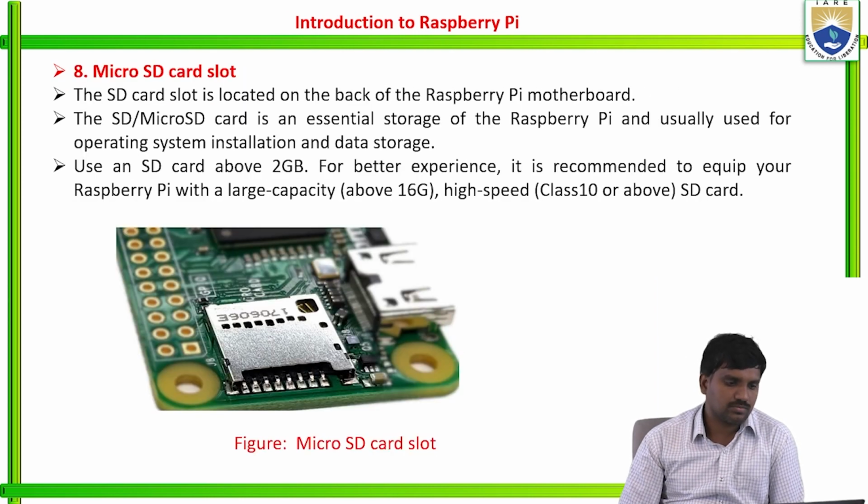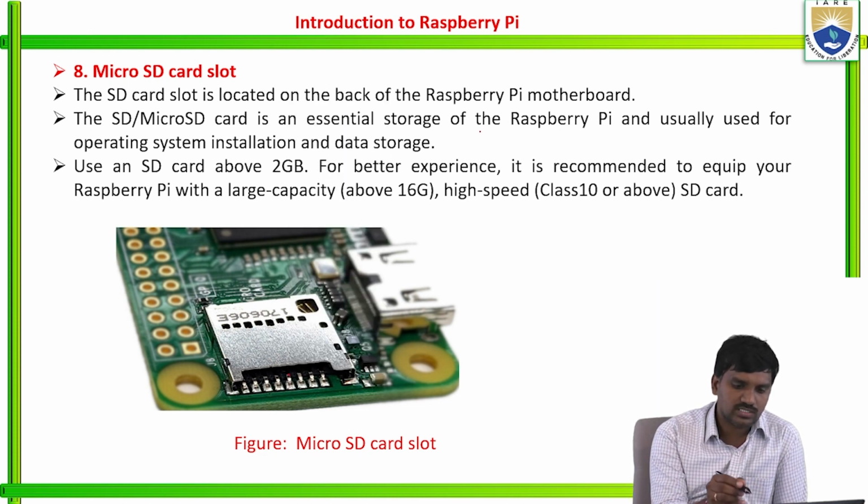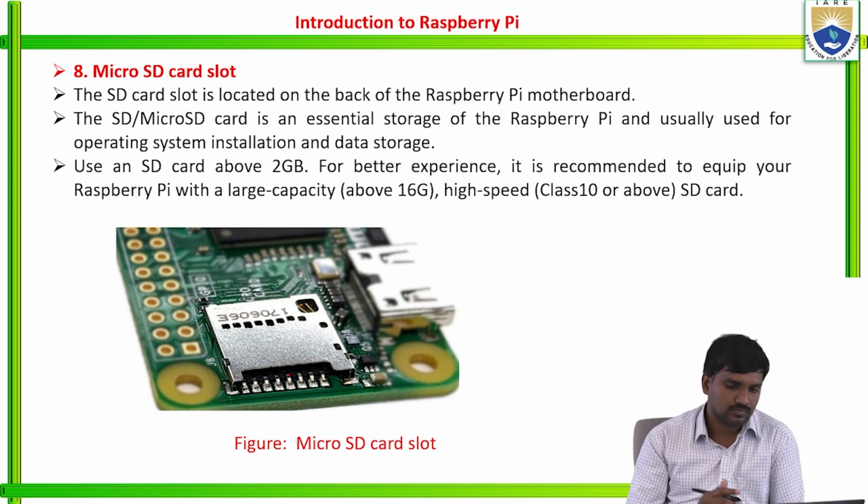Next, the last but one, micro SD card slot. This is a real example. The card slot is located on the back of the Raspberry Pi motherboard. It is used as the essential storage of the Raspberry Pi, usually for operating system installation and data storage. So if you want to start with operating system installation, you can use the micro SD card slot.